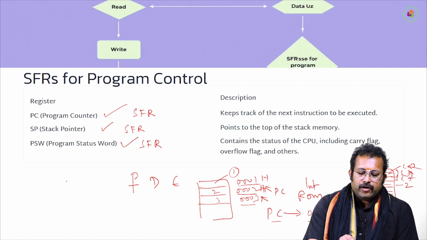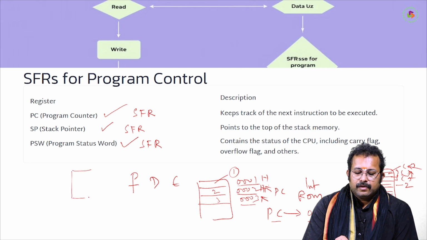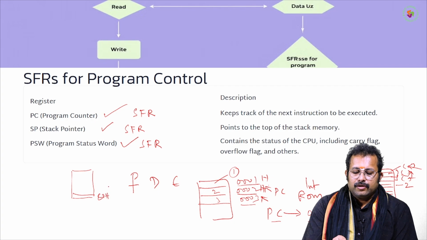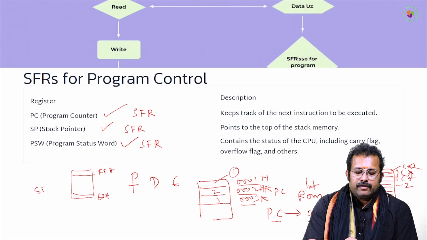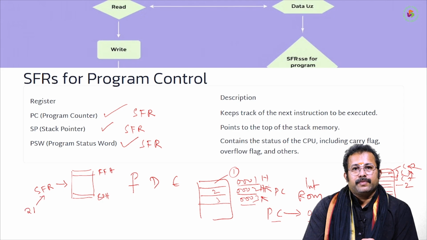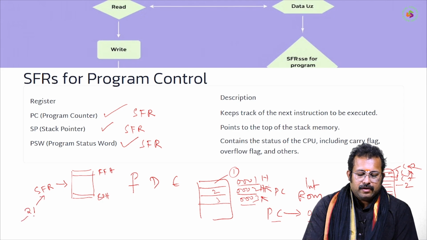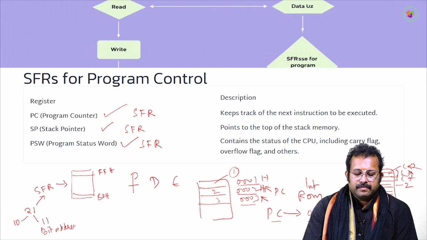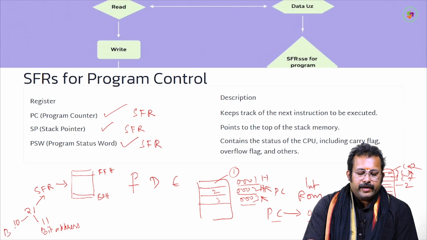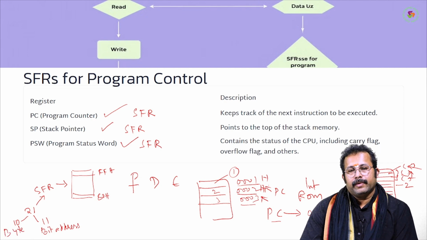I already told you that from the memory location 80H to FFH, special function registers are stored in this region. In total there are 21 special function registers, out of which 11 are bit addressable registers and 10 are byte addressable registers. Bit addressable and byte addressable.